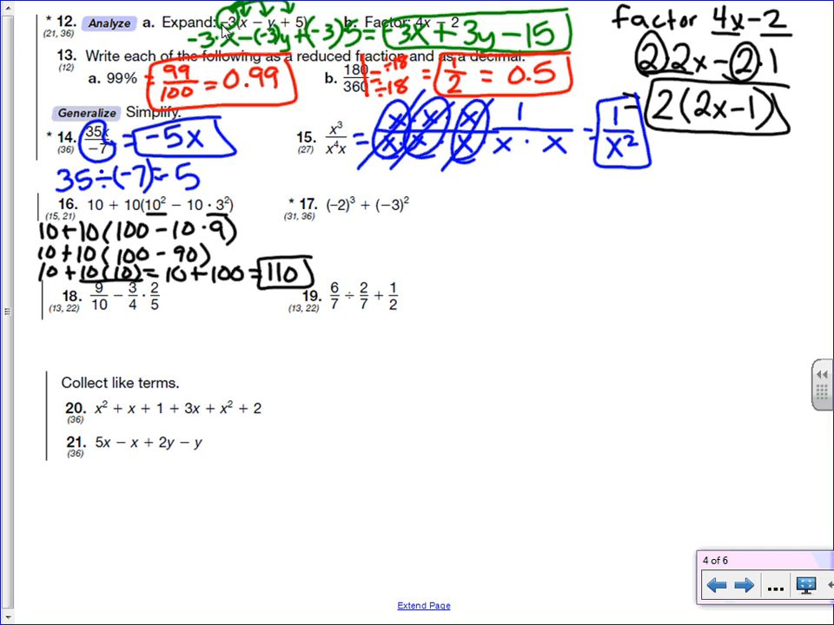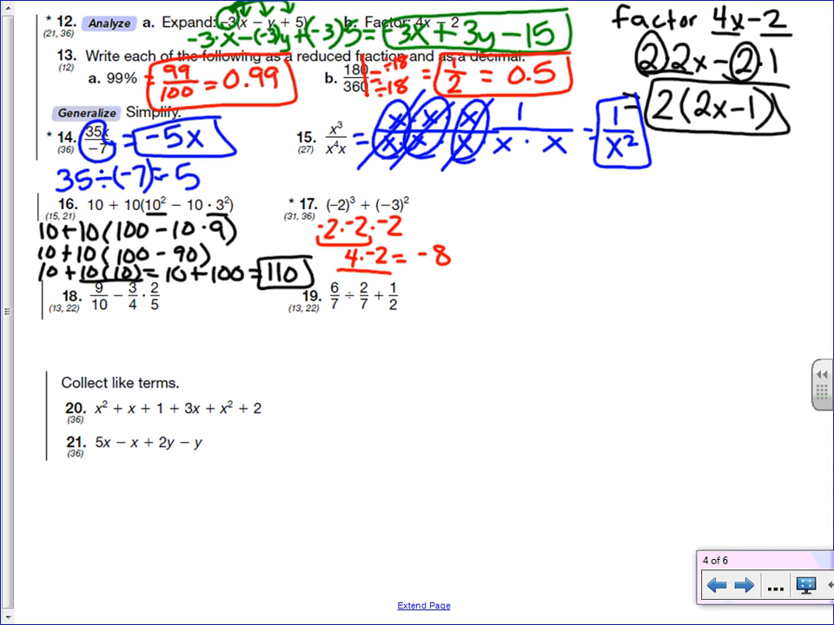So I have negative 2 cubed, which means negative 2 times negative 2 times negative 2. Negative 2 times negative 2 is positive 4, because 2 times 2 is 4, and those have the same sign. And then 4 times negative 2 is negative 8, because 4 times 2 is 8, and these have opposite signs.